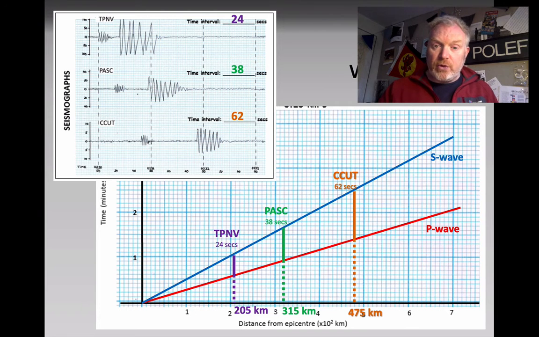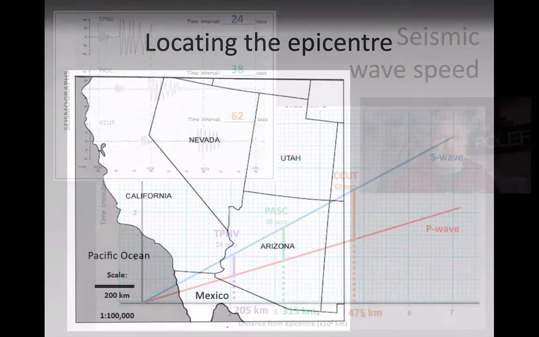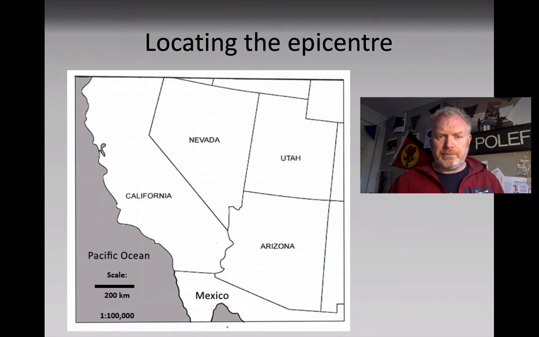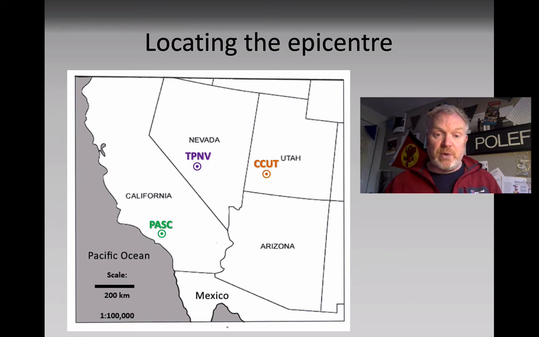What we don't know, of course, is in which direction those waves have gone from the epicentre to each of these places. So to work out where it is, we need to look at our map with the three locations. And we then need to draw three circles. We know how big the circles are because we've just measured it from the graph.